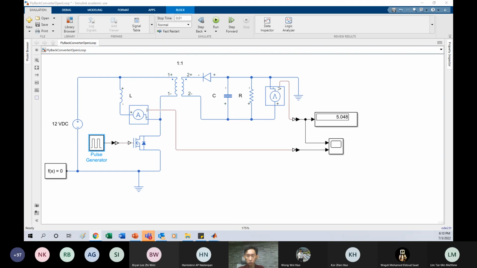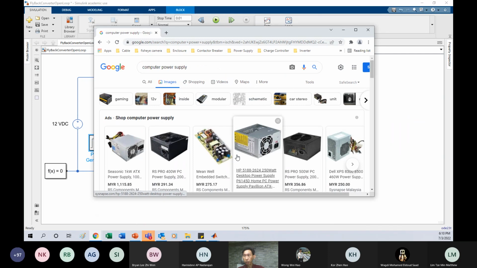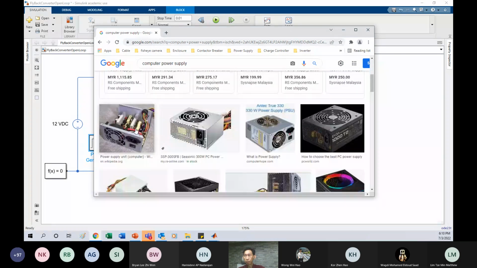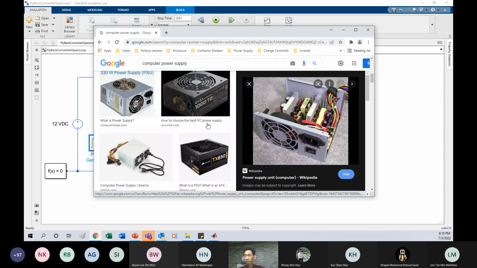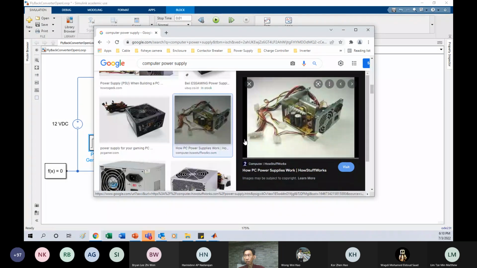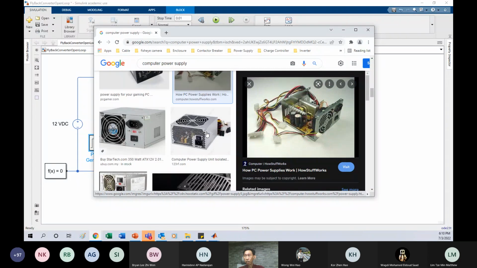And apart from the charger, what we see here is also commonly used in the computer power supply. When we open up our computer power supply, for high power, you will see a lot of copper inductors and high frequency. It's also widely used in all these power supplies.